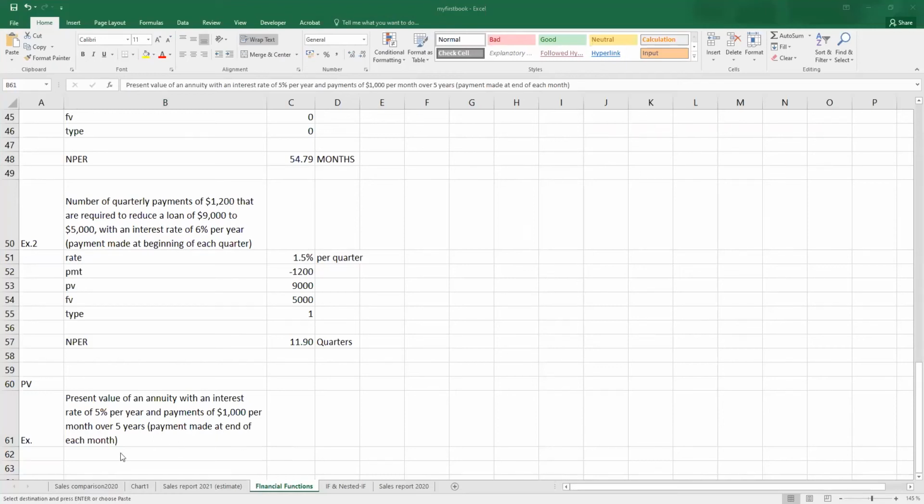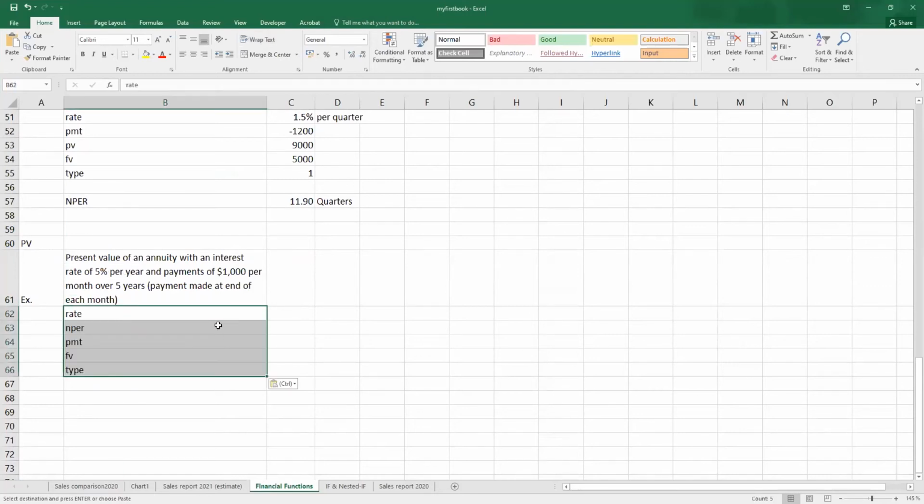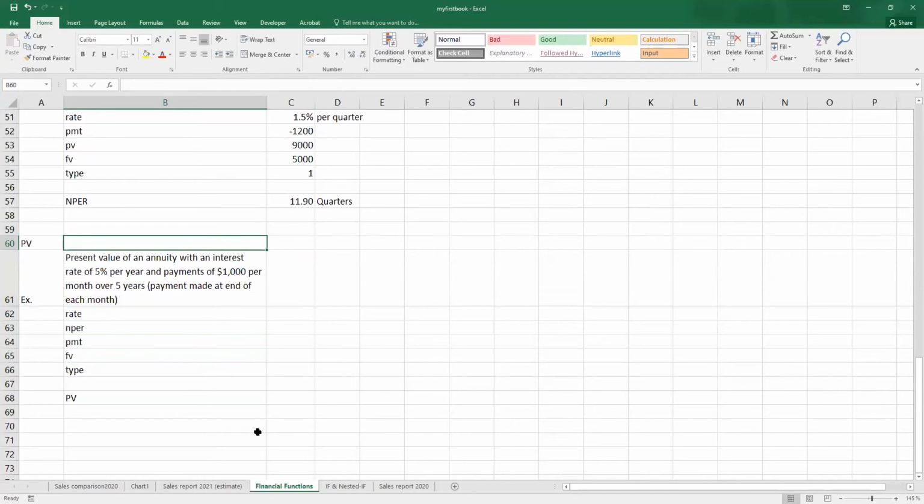Okay, in this one you are asked to find out the present value. These are the list of arguments that the PV function needs. So interest rate in this case, they say that it is 5% per year.